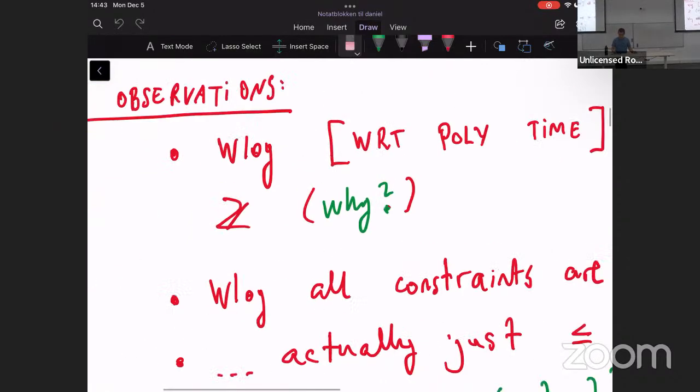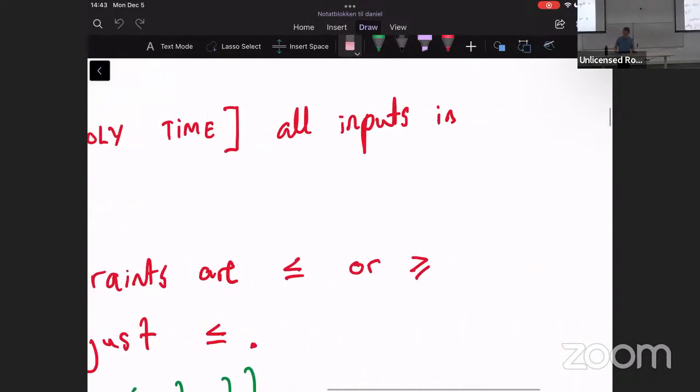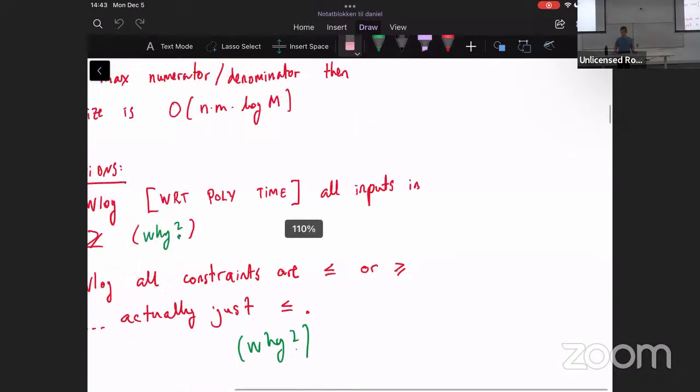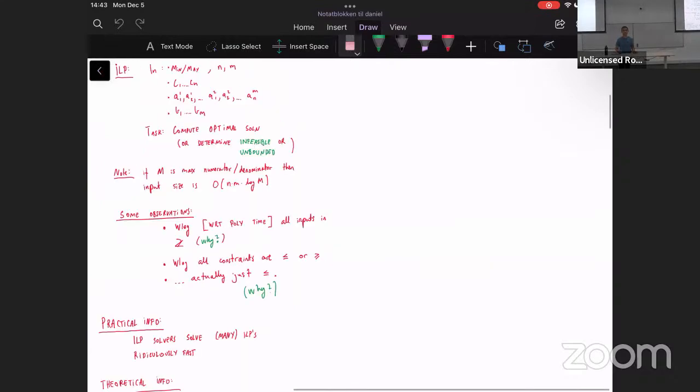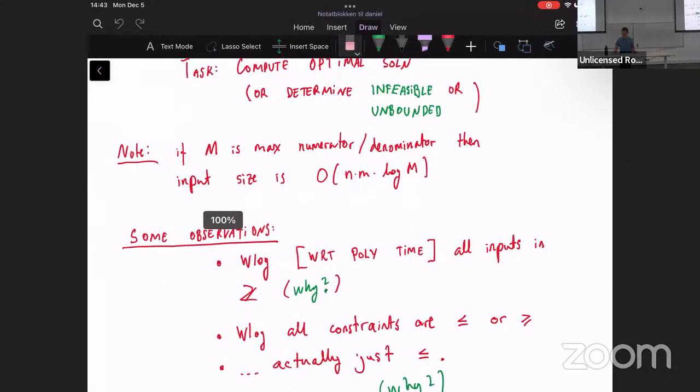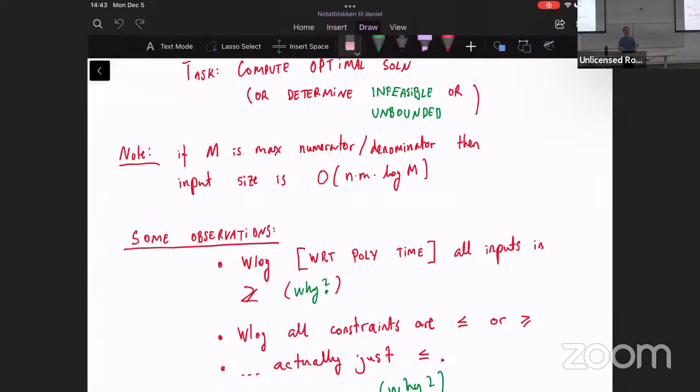Here's another one. Without loss of generality, all constraints are either less than or equal to or greater or equal to constraints. So there are no equality constraints. Why is that? From the perspective of polynomial time algorithms to solve ILP, I claim that not allowing equality constraints makes no difference.